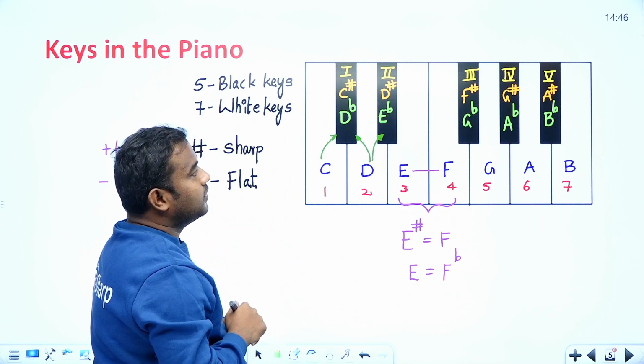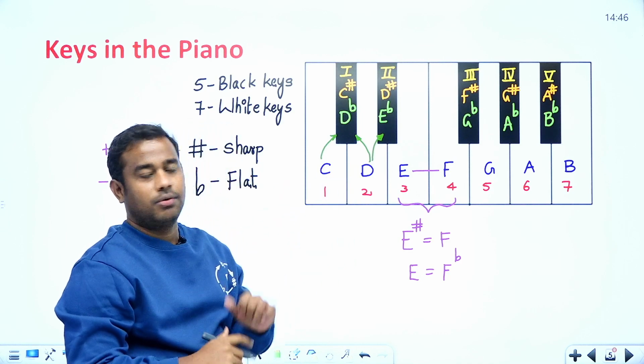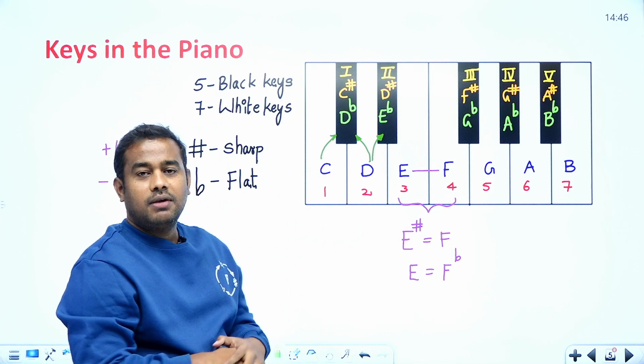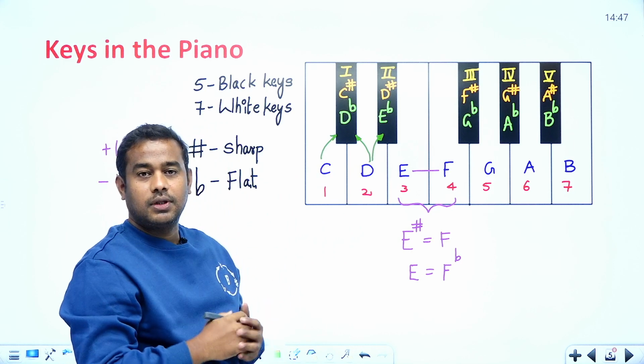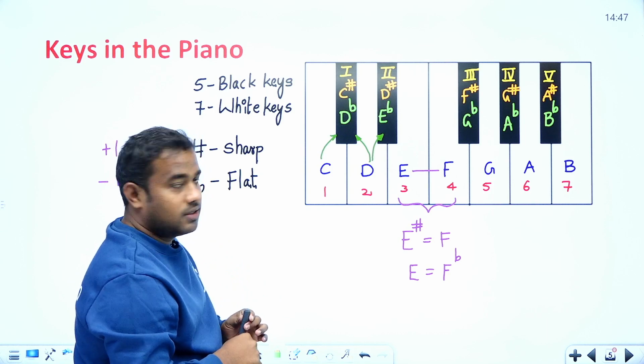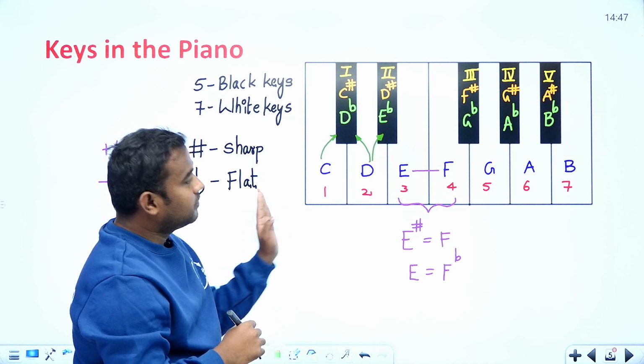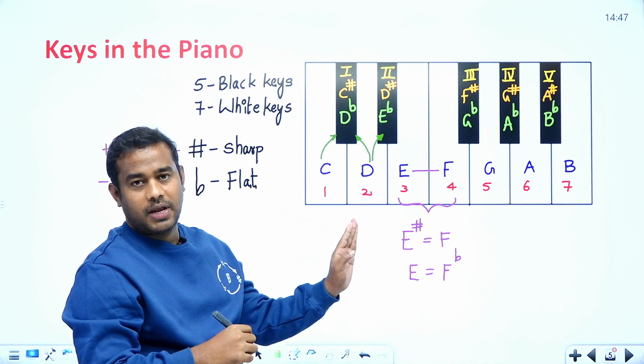So this is about the types of keys that are there on the piano. These are the names we generally use in a piano class. I hope you understood this lecture, and you have to follow these rules whenever you are going to play a piano.